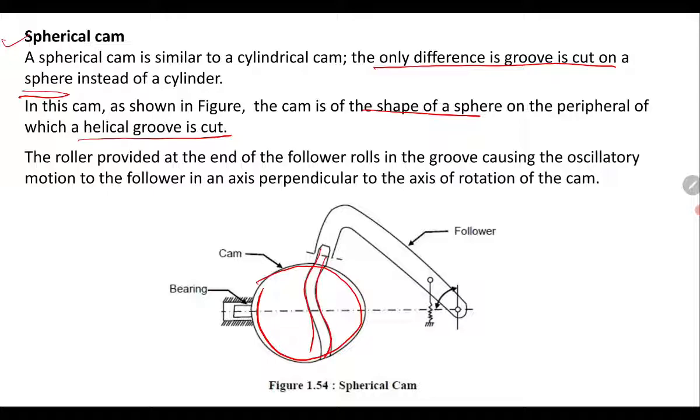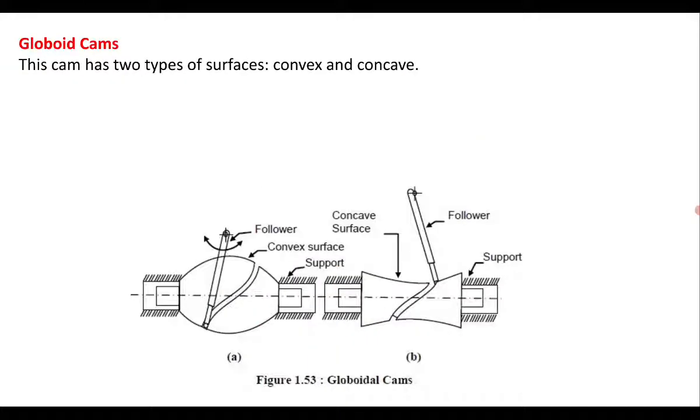The roller provided at the end of the follower rolls in the groove, causing an oscillatory motion to the follower in an axis perpendicular to the axis of rotation of the cam. So this way the spherical cam works.